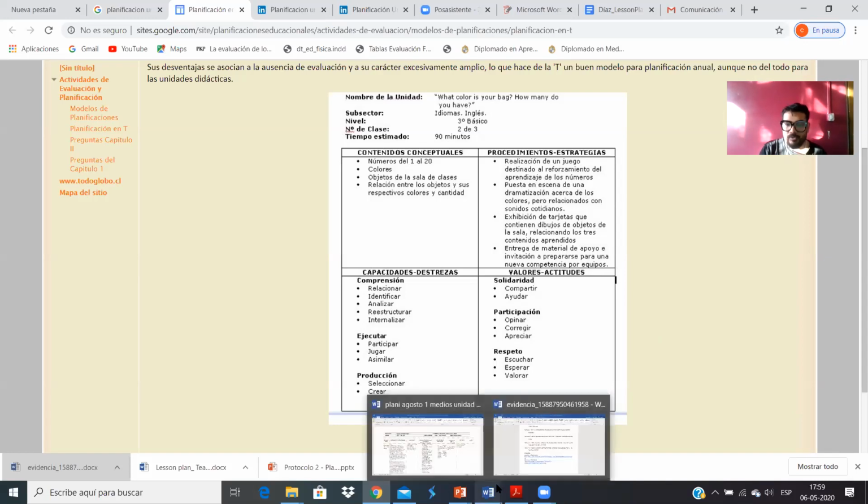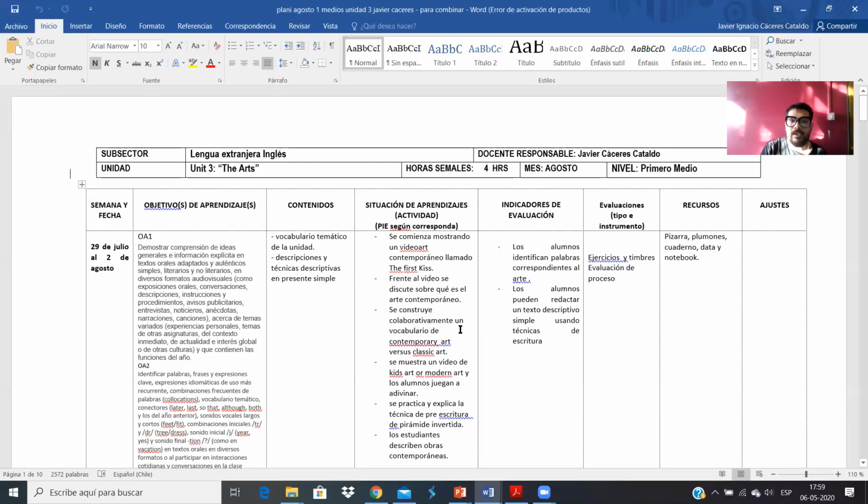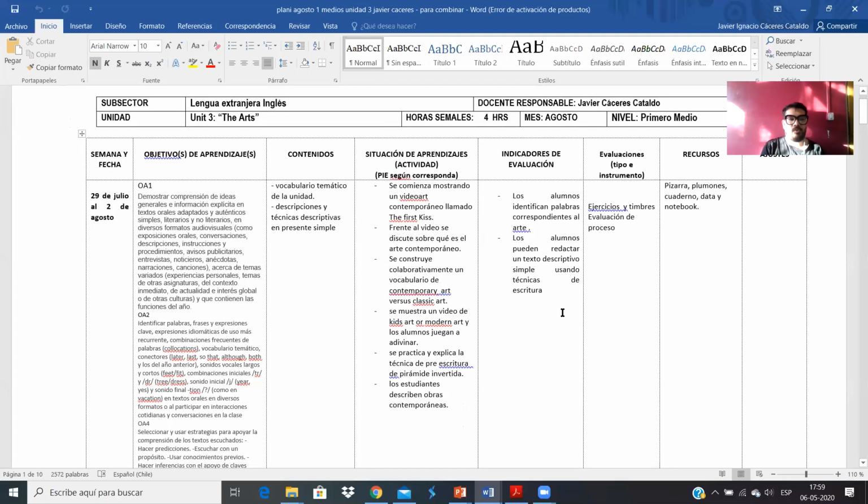That's why most schools use this one, the week per week. So week 1, week 2, week 3, week 4, week 5. Most units have 5 weeks. So you just state the OA, the content, the situación de aprendizaje, indicators, and evaluation. And that's it. Yes? So this is very different from the class per class lesson plan.